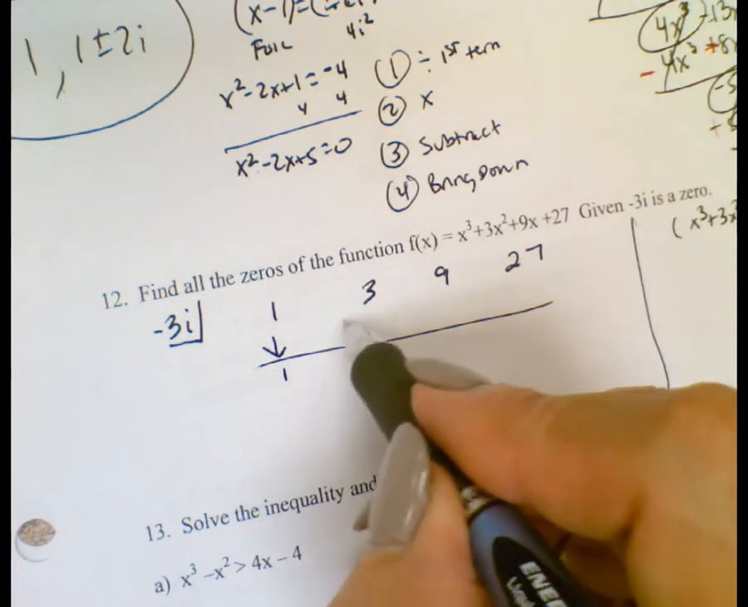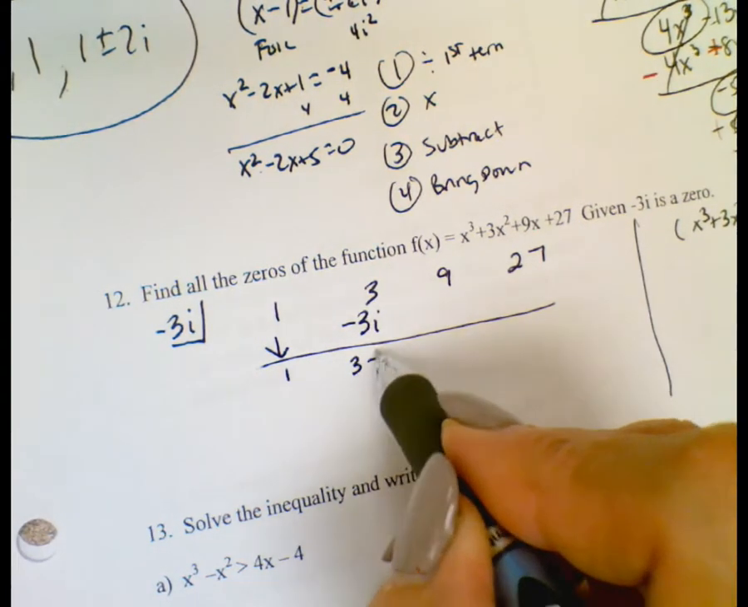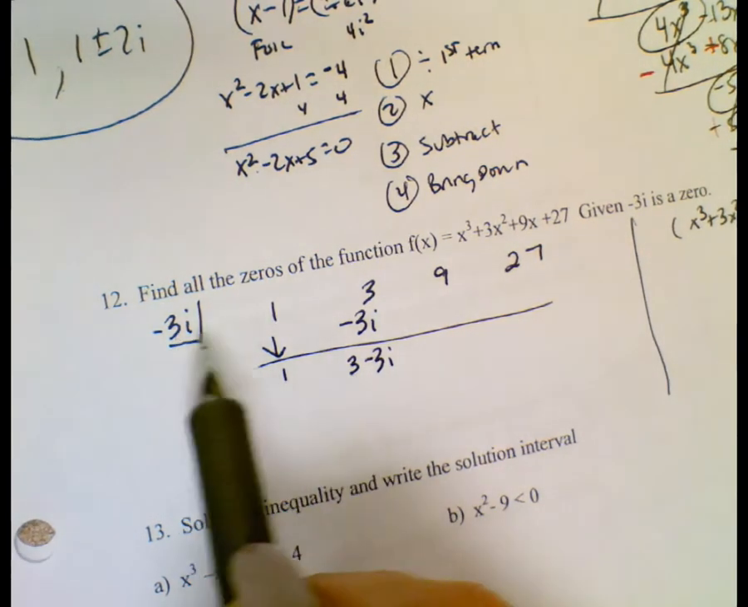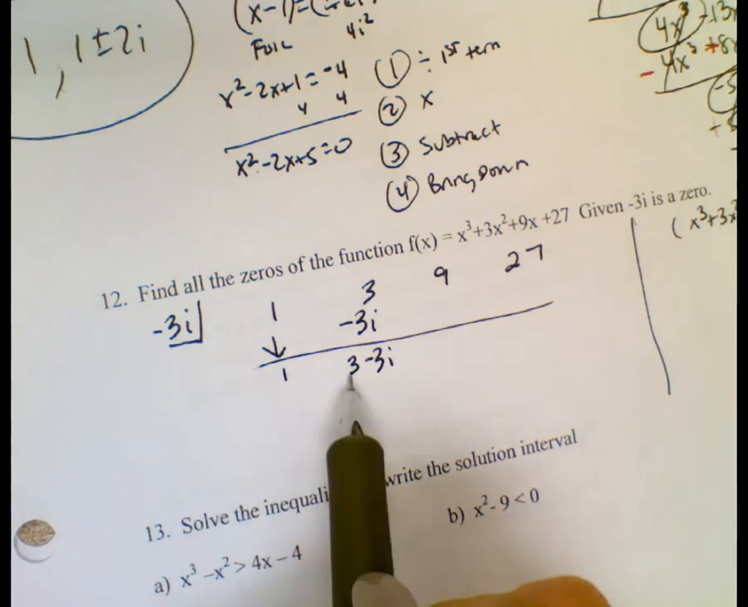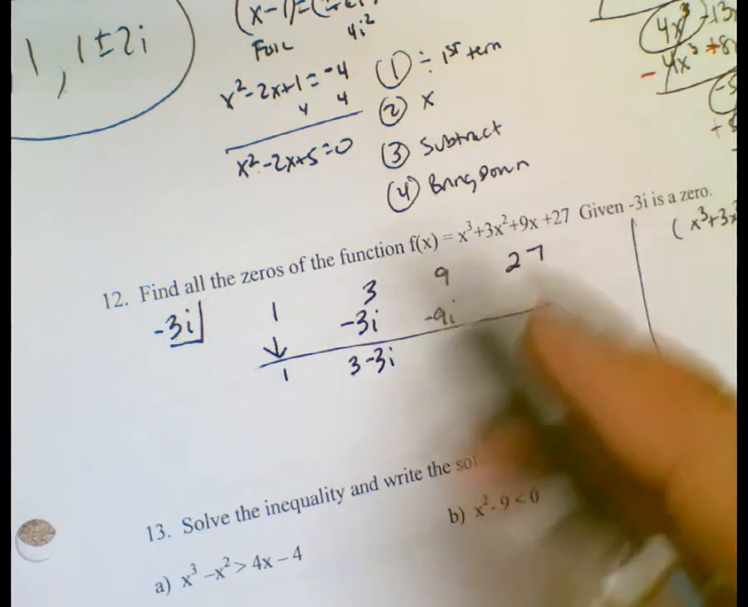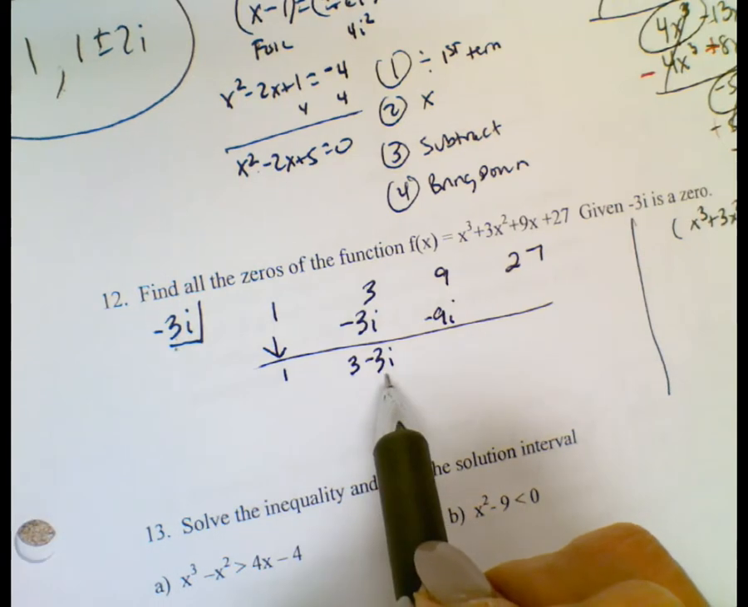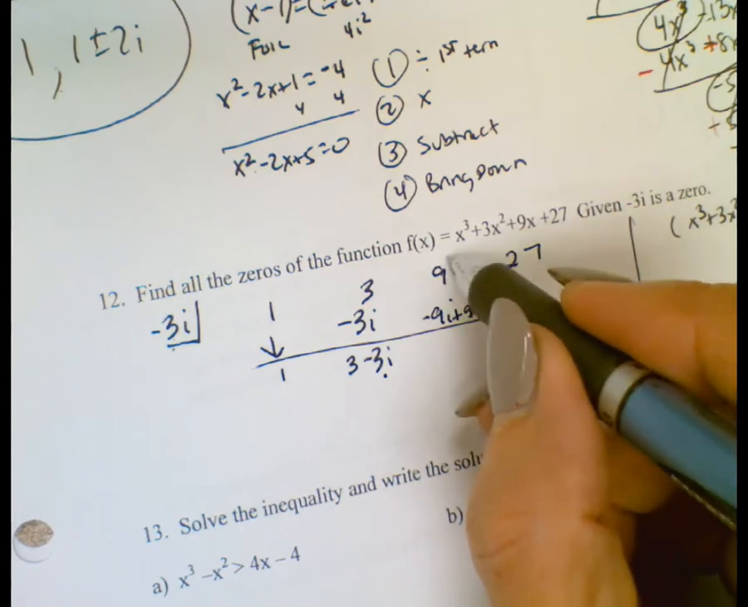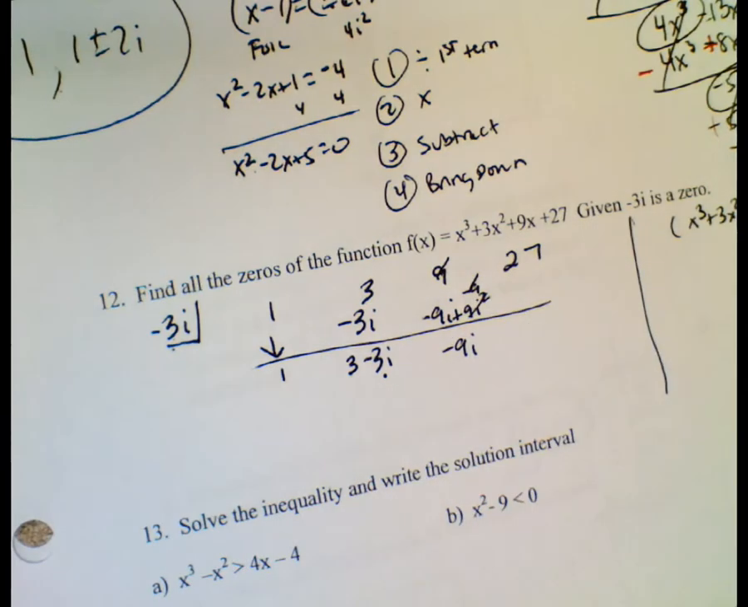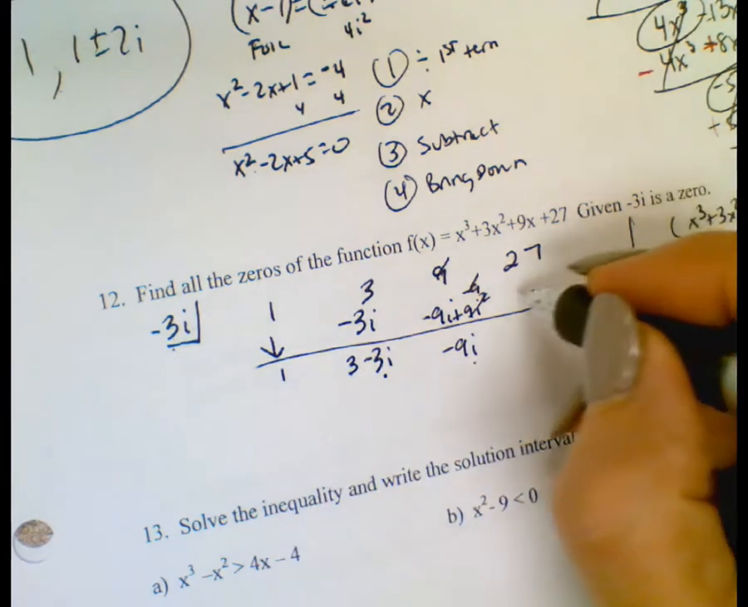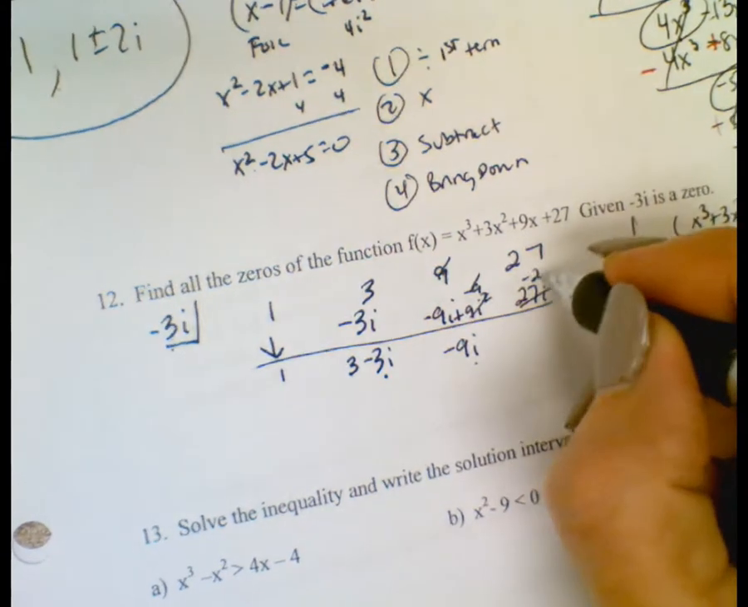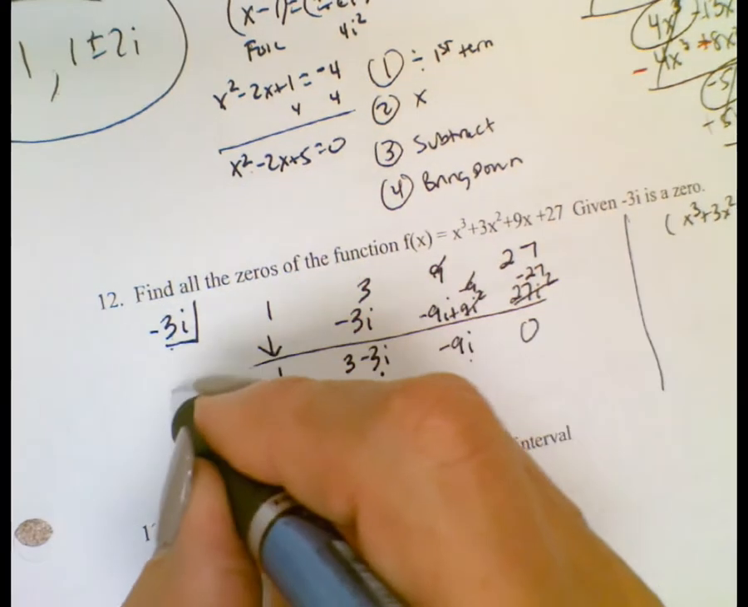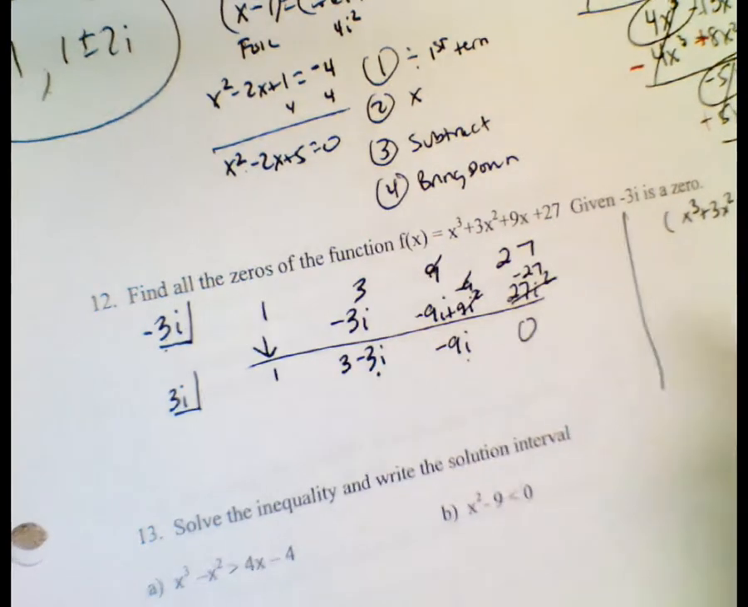So 1 times negative 3i is negative 3i. So this is 3 minus 3i. Then if you multiply negative 3i times 3, maybe this is not a good idea to do this. Negative 3i times 3 is negative 9i. Negative 3i times negative 3i is positive 9i squared, and positive 9i squared is really negative 9, so that cancels that, and you're left with negative 9i. If you multiply that, you get 27i squared, which is really negative 27, and there's your 0. So I guess it's not that easy to do this with synthetic division. But I'm not going to stop because I'm already in the middle of it.